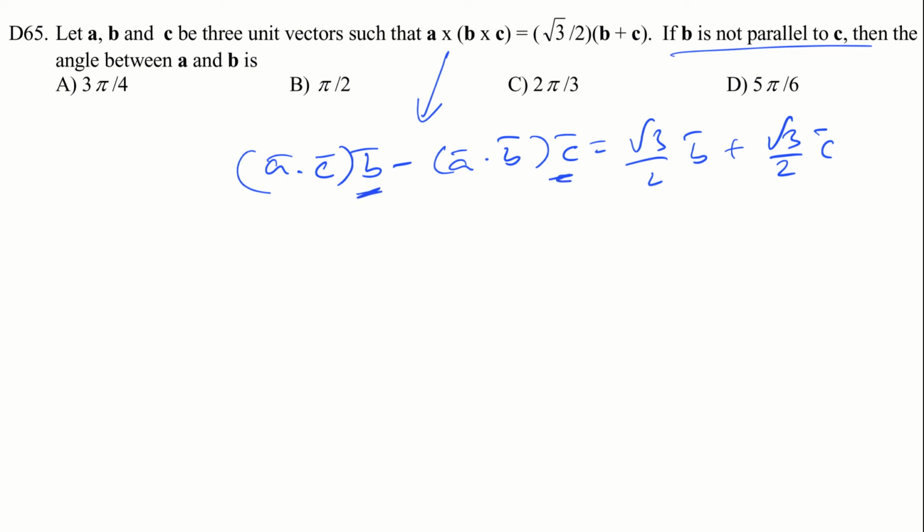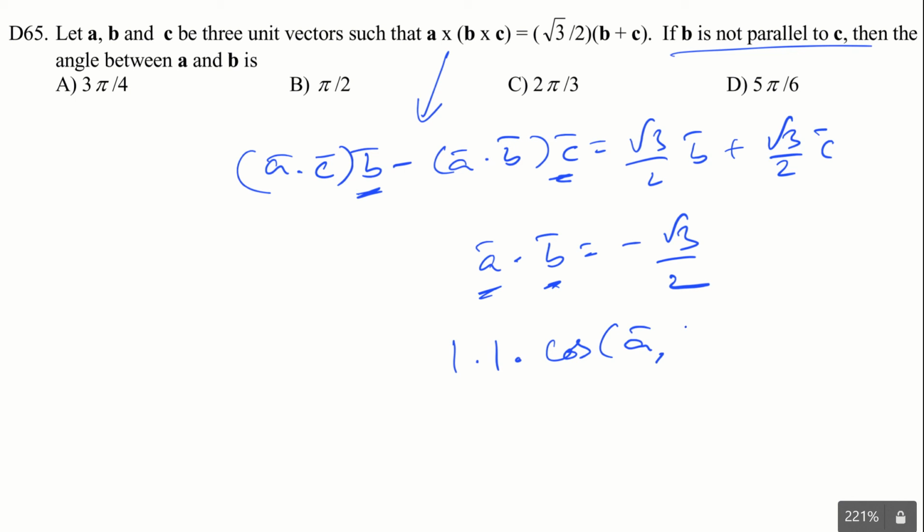So I observe that comparing the coefficients of c, I have a·b = −√3/2. As it is given that a and b are unit vectors, now I apply the definition of the dot product. It's |a||b|cos of the angle between a and b, which is nothing but −√3/2. So from this we observe the angle is nothing but 5π/6, 150 degrees. Let's go to the next problem.